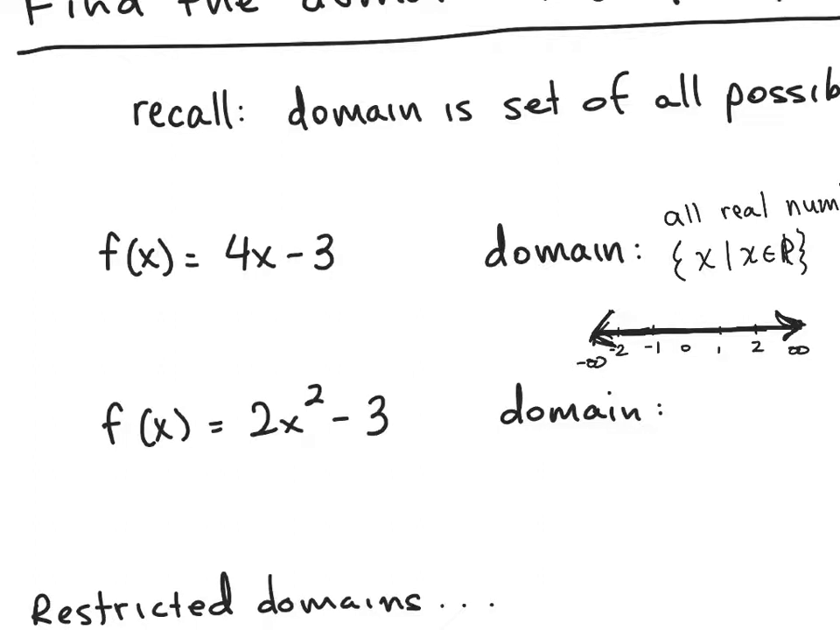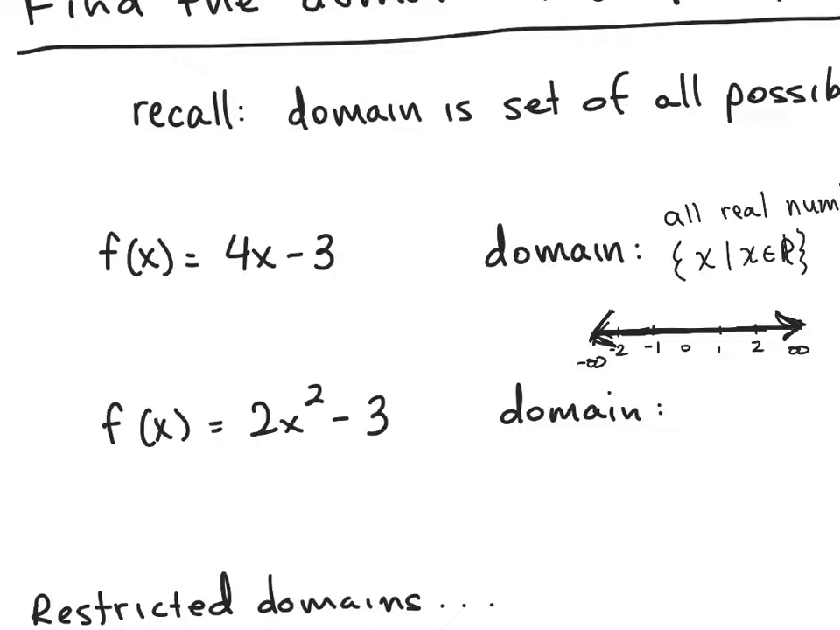Sometimes rather than thinking of what does work, it's quicker to think about what doesn't work as an input. Is there a value for x that can't be squared and then multiplied by 2? And the answer is no. You can square any real number, multiply it by 2, and then subtract 3.